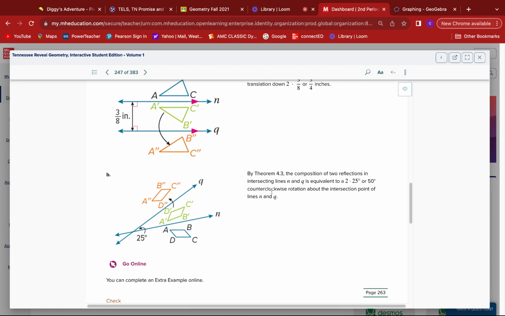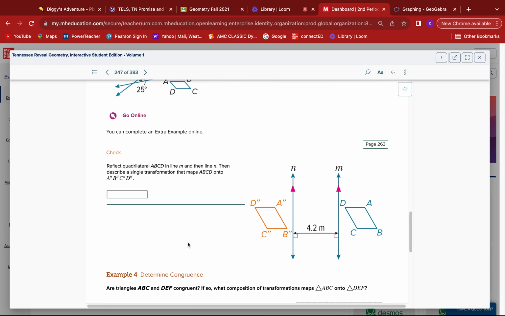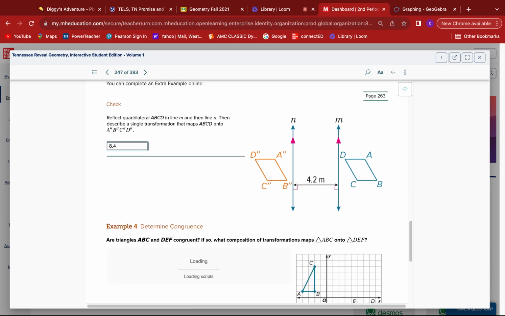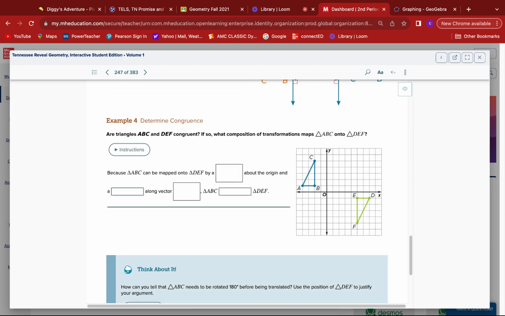And again, when they do not specify counterclockwise as your default, so you're going left. All right, oh, we got to check here. Reflecting the quad ABCD across line M, and then line N. Remember, it is twice the measure. So if the original is 4.2, we double that. 4.2 times 2, that's going to be 8.4. Just multiply times 2, everybody. All right, example number 4.